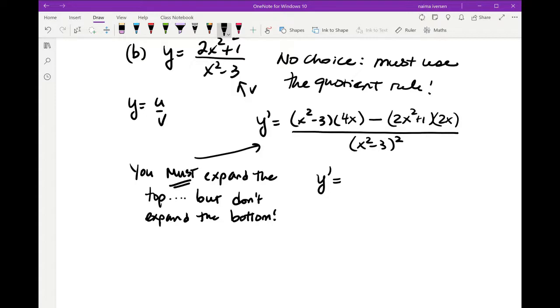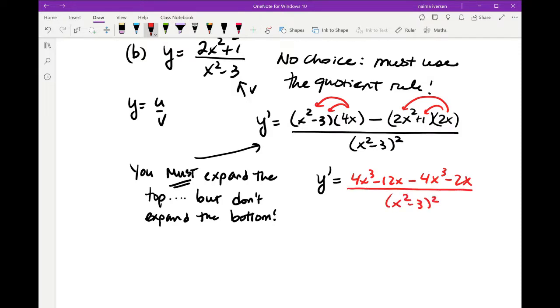as I possibly can. So I'm going to expand out the top here, and I'm going to get 4x cubed minus 12x. And I'm going to expand out the other part here. I'm going to get a negative 2x times 2x squared, so negative 4x cubed. And a negative 2x times 1, which is a negative 2x, all divided by x squared minus 3, squared. So finally, if I simplify this, my 4x cubed seem to cancel off, and I'm going to end up with negative 14x on the top and x squared minus 3, squared on the bottom.